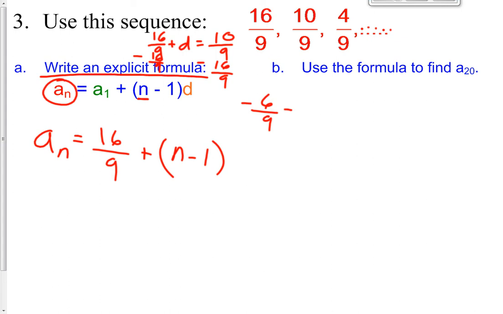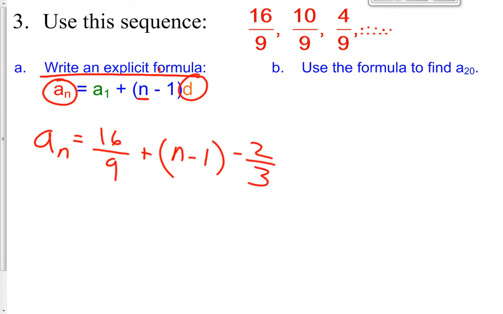And what's a negative 6/9 reduced to? A negative 2/3. Your common difference is a negative 2/3. You're adding a negative 2/3 to get from one term to the next. So here, your common difference is a negative 2/3. Hopefully that makes sense to you.